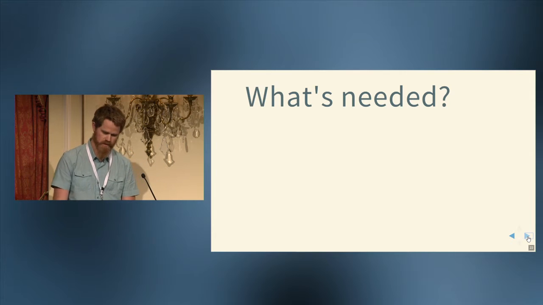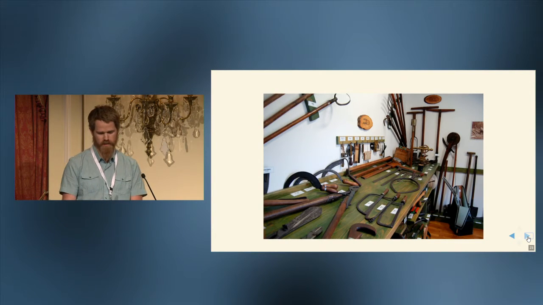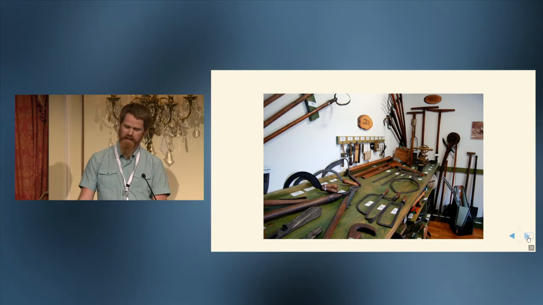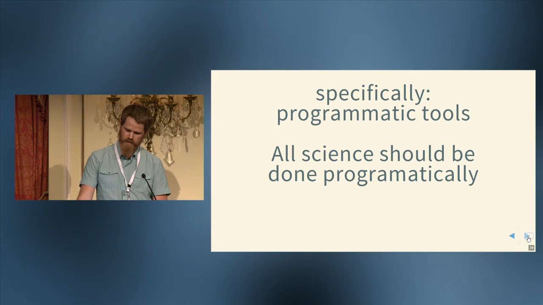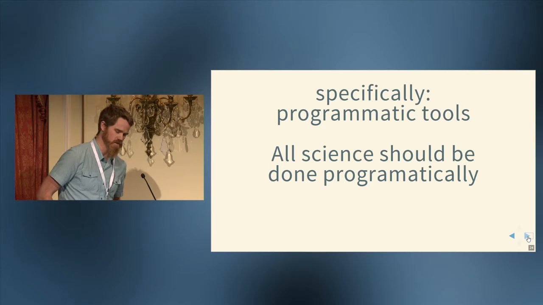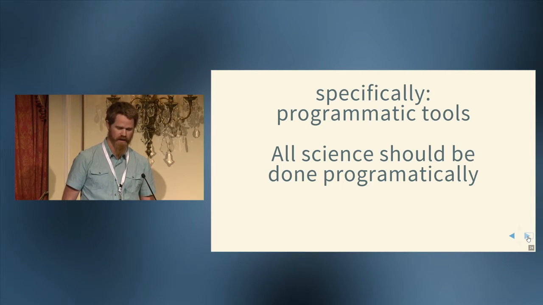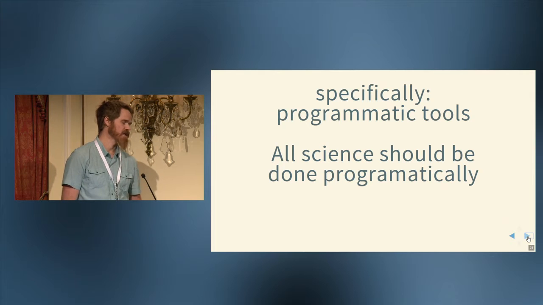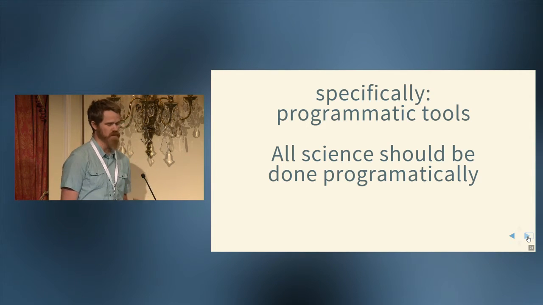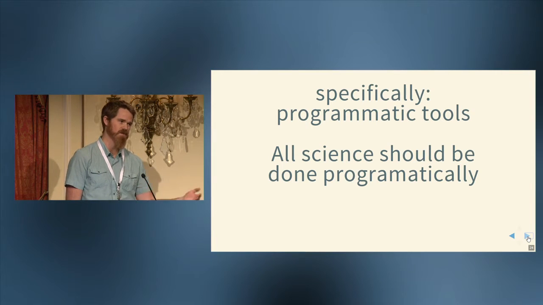So what's needed? We need tools. We need a whole bunch of different kinds of tools. Not exactly these tools, this is obviously a metaphor. So specifically, I think we need programmatic tools. And I'll repeat the assertion I made yesterday that I think all science should be done programmatically. UIs and website UIs are great. I think they're good for exploration. But in the end, the workflow that's associated with a research paper should be written in code.